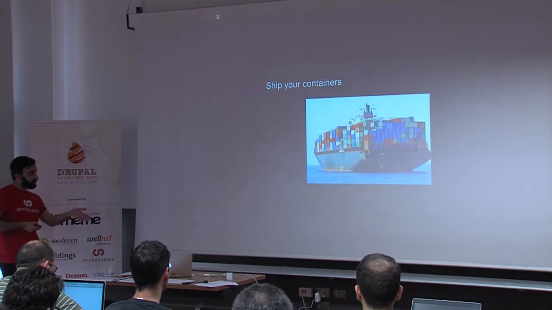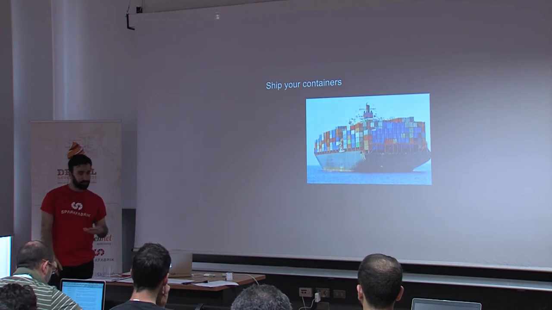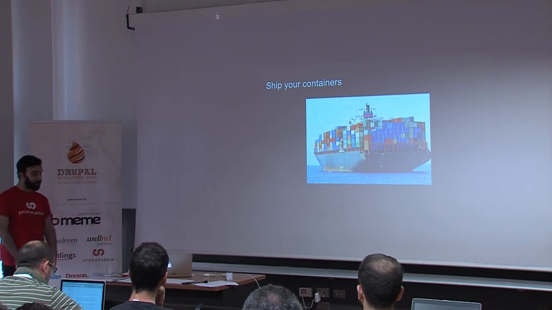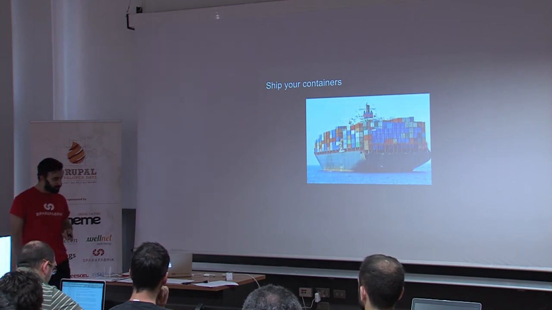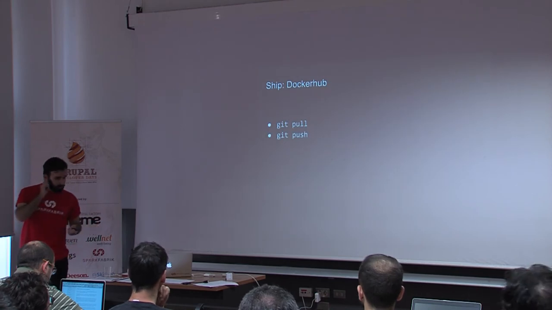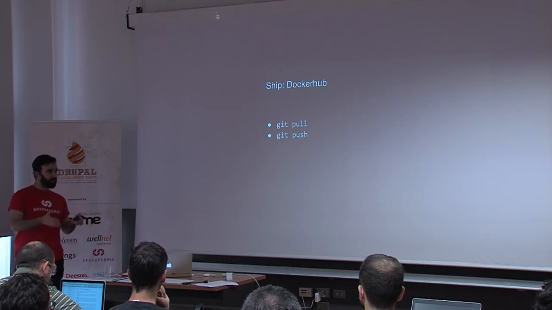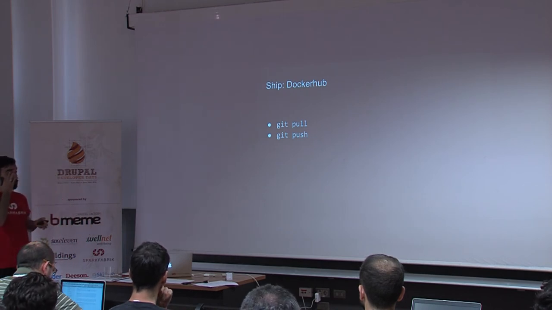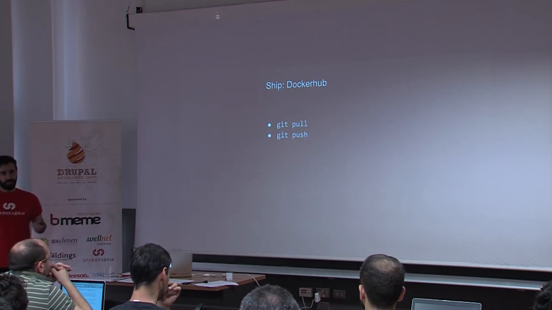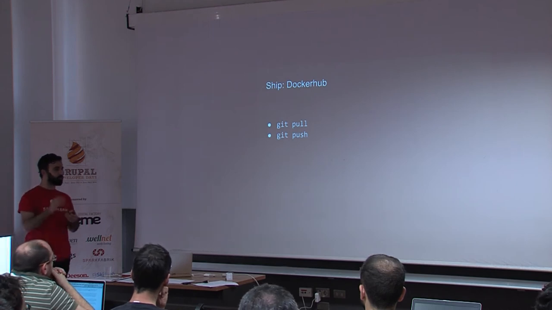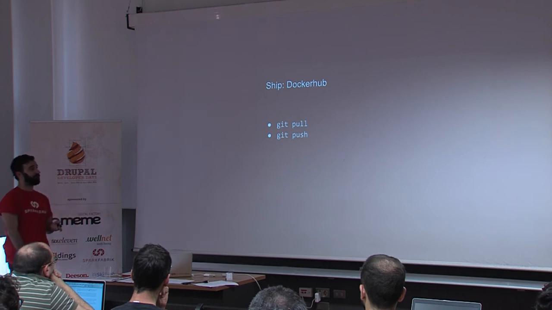We have created our image, our container. We want to ship our container to a production server, or we want just to share our image with our teammates, for example. Maybe you recognize this pattern that we use every day when we want to share our code with someone else. We use Git, of course, and we git pull, we download the code, and with git push, we push the code somewhere in our GitHub account, for example.